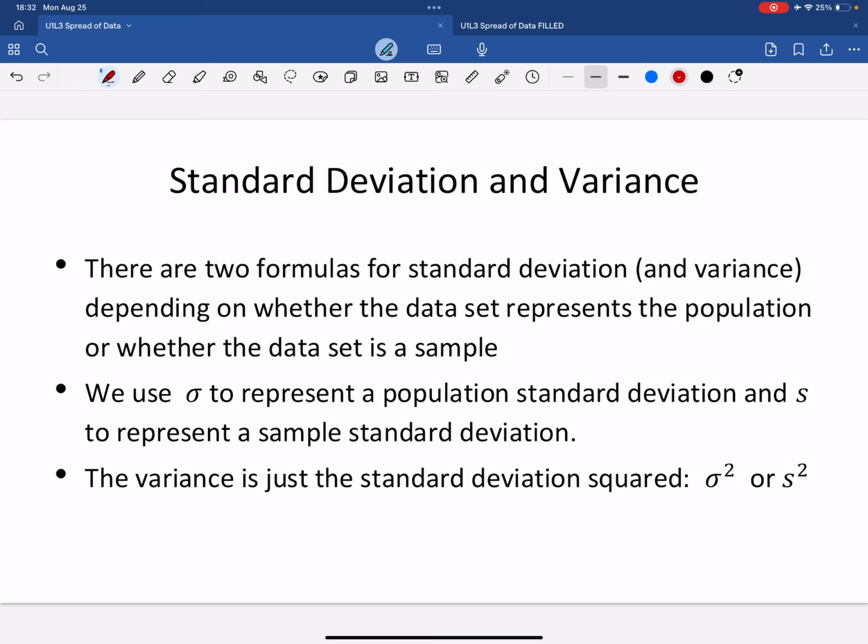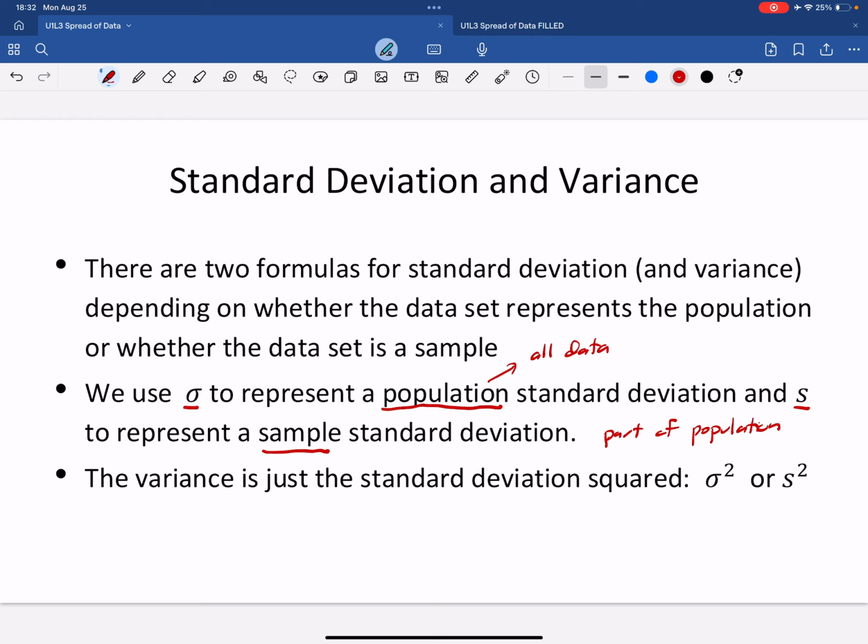Yeah, and then we have some notation. So this means a population standard deviation. The population means the whole, all the data, right? All the data in whatever your population is. S represents a sample, and a sample is part of the population.